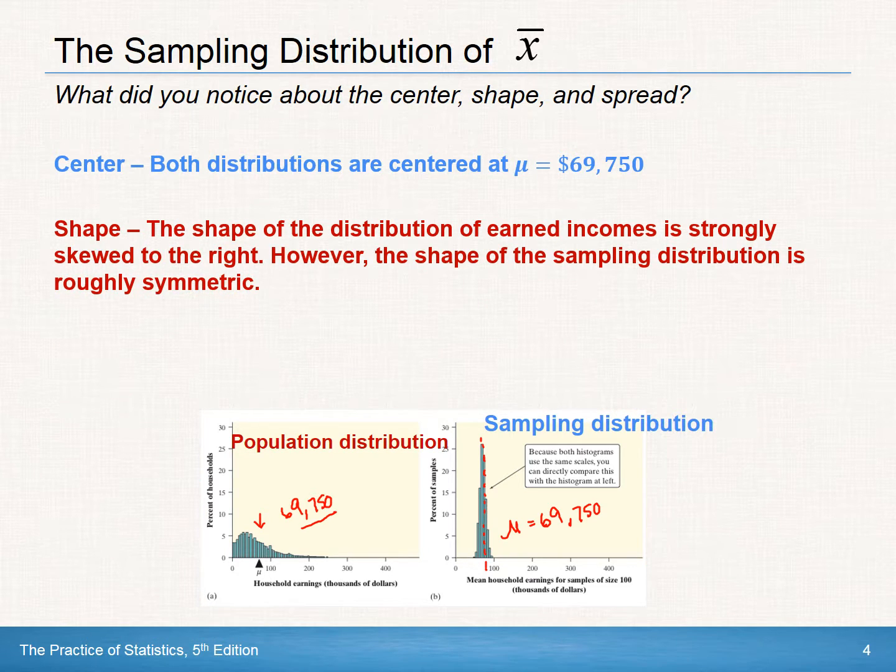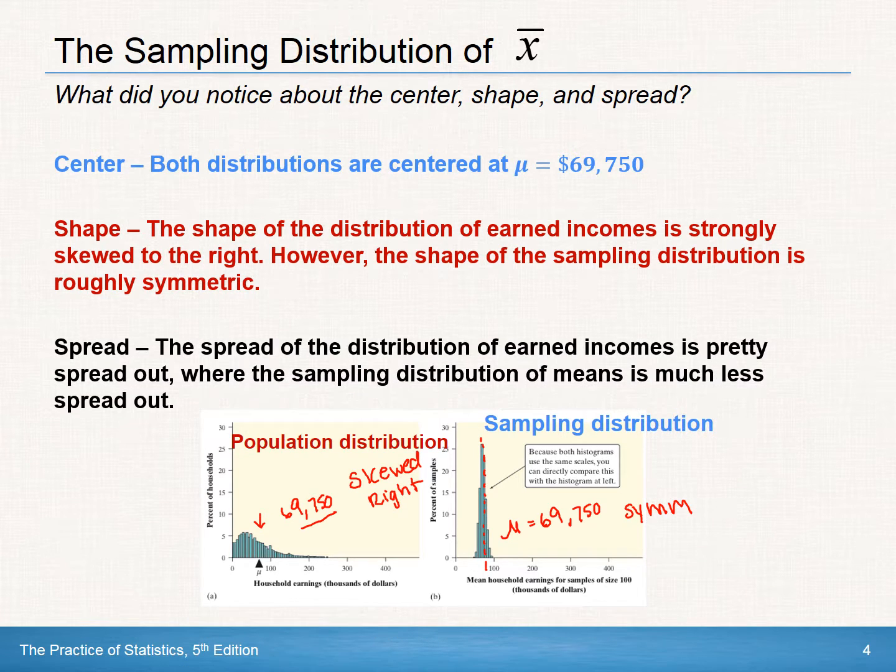The shape of the distribution is strongly skewed to the right. However, the sampling distribution is symmetric. So here we have our symmetric distribution, where this one is skewed right. The spread of the distribution of earned incomes is pretty spread out. We're going from 0 all the way to about 250, whereas the spread for my sampling distribution is maybe from like 50 to 100. So that is a much smaller spread.